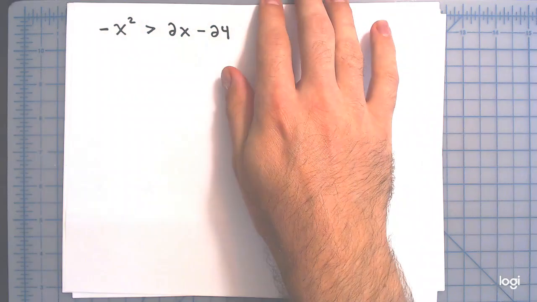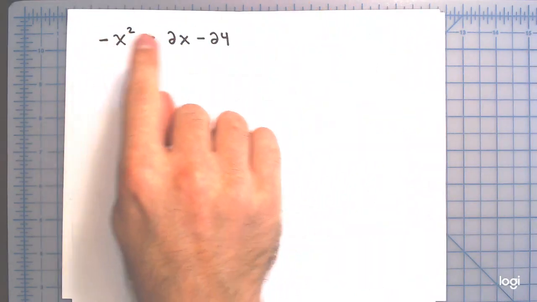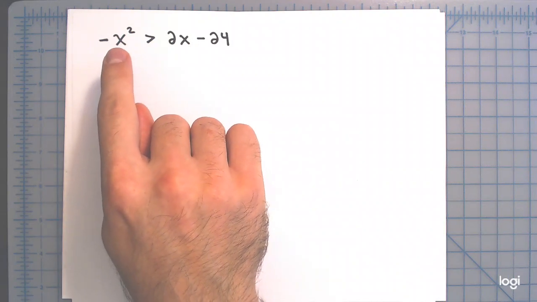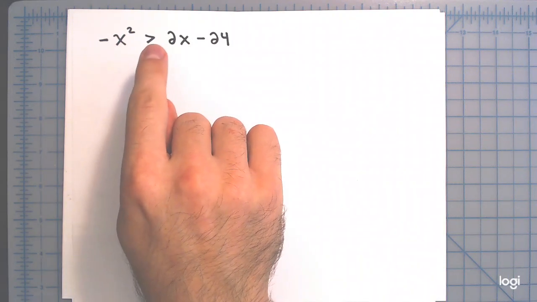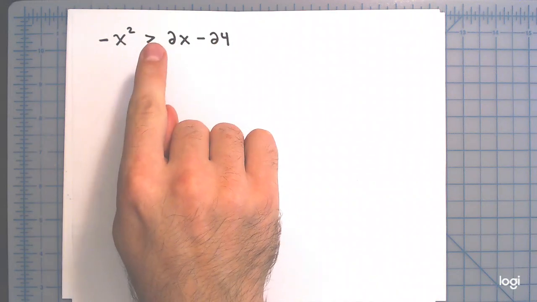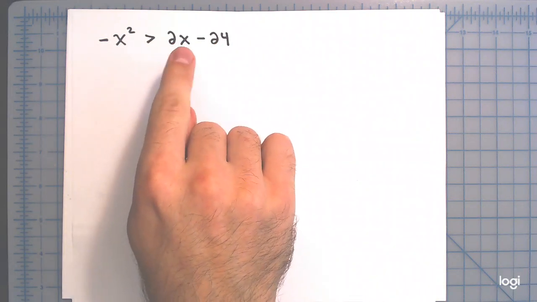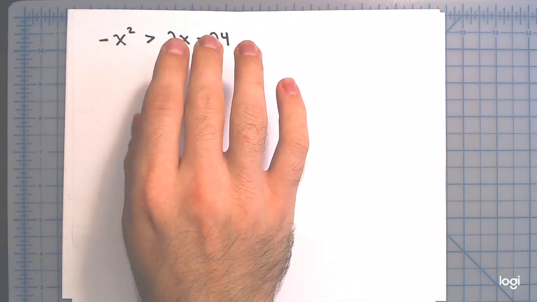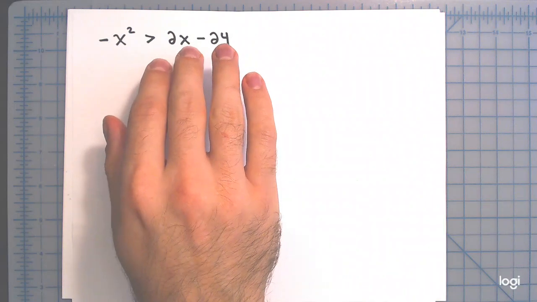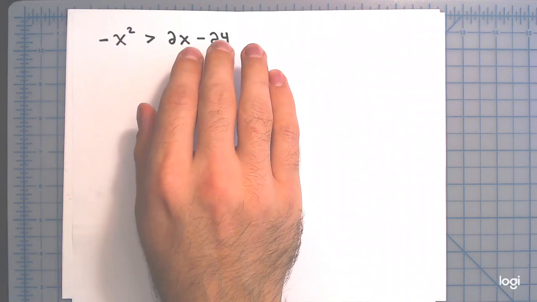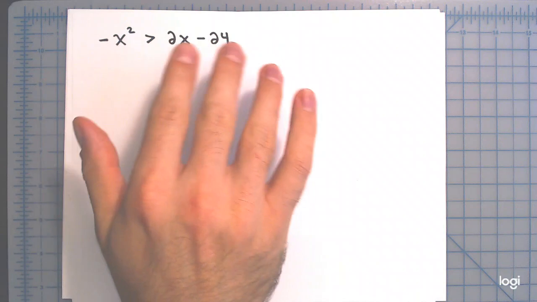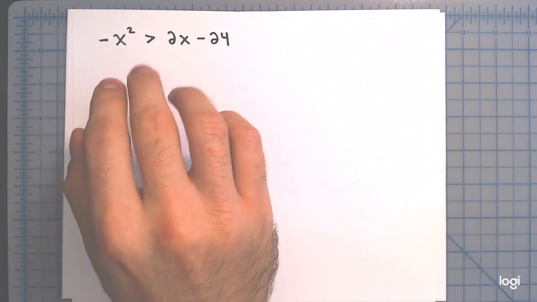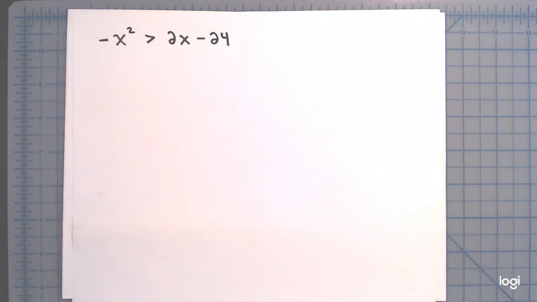This is another quadratic inequality, right? Polynomials, and x squared is the highest powered term. So negative x squared is greater than 2x minus 24. Now again, the first step, when I'm doing the algebraic method or the graphical method, is to get everything to one side, 0 on the other. Now you could subtract 2x and add 24. That's fine. If you like it on the left, that's cool.